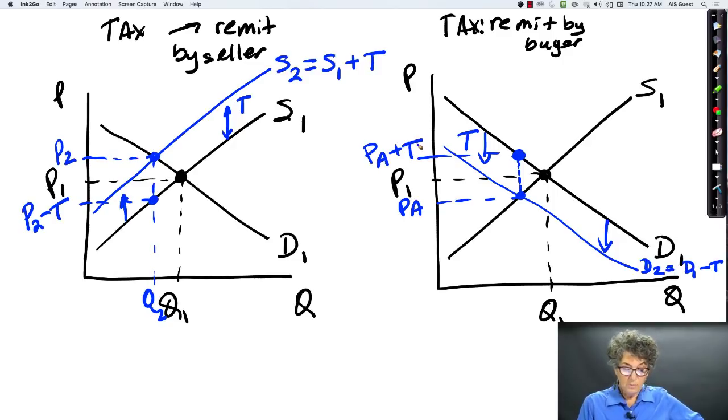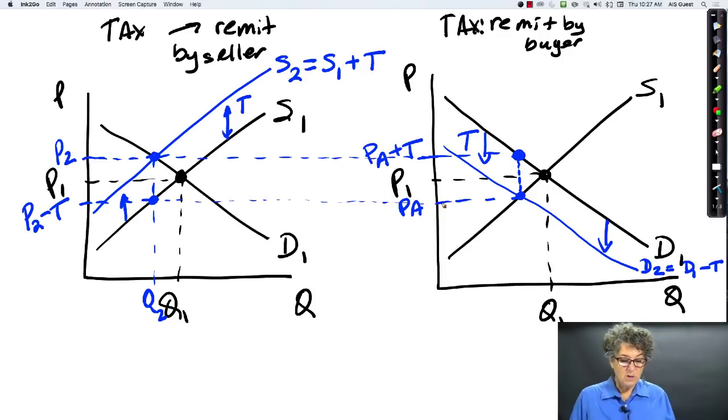What we know is that that price P2 from the left-hand picture is the same as price PA plus the tax. That price P2 minus T from the left-hand graph is the same as the price PA. So the effect on how much is paid by the buyers, which is either P2 or PA plus the tax, the effect is the same. It's just a matter of who's mailing what check to whom.